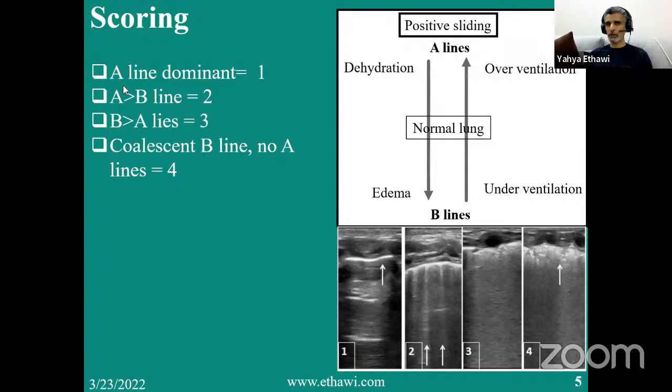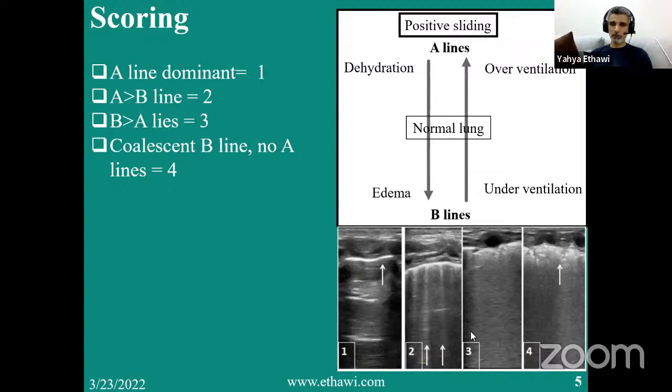So if we see dominantly A lines, we give a score of 1. If it's A more than B, but B is present, then it's a score of 2. If both are present, but B more than A, then it's a 3. If the B lines become coalescent, and there are no A lines, we give a score of 4. And with a score of 4, you might also see some fluid, sometimes air bronchogram. So it's very important to see score 1, score 2, score 3, score 4.